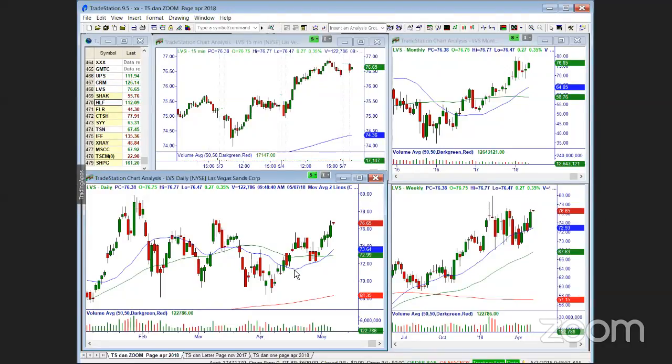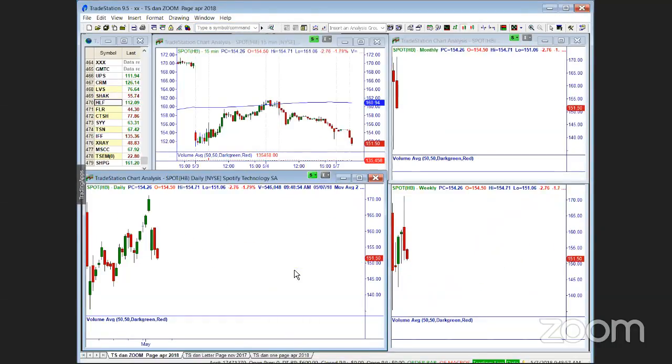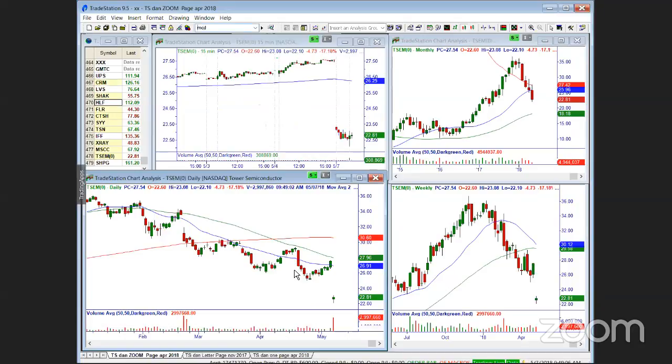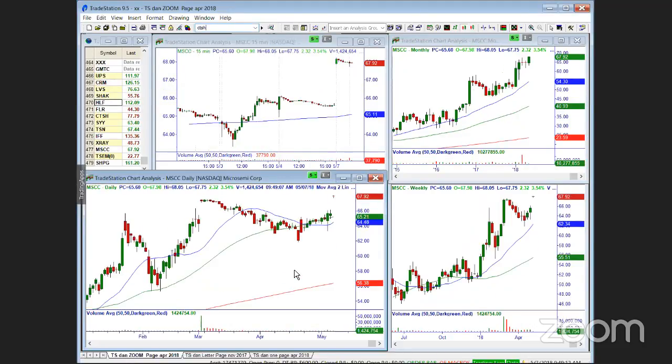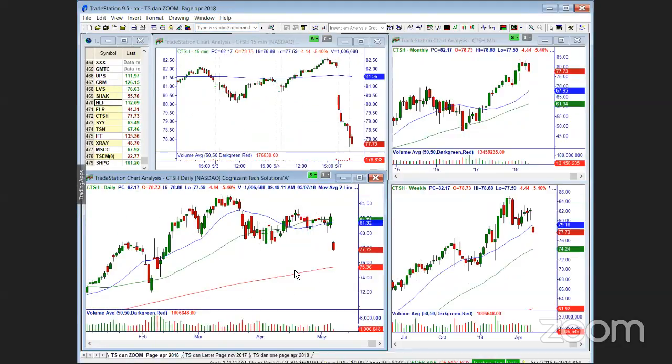Yeah, LVS came in a little bit with WYNN. Oh, never mind. Yeah, SPOT is being sold. And I'm looking at McDonald's here. It gapped up. It's not participating with the market, but it's not going down either. So it looks like maybe it's trying to build a little support area here after this gap up.